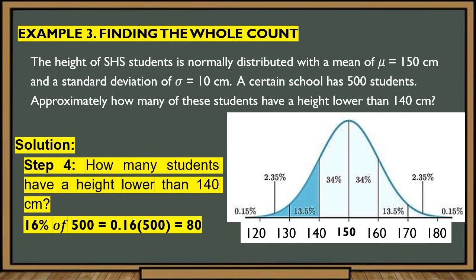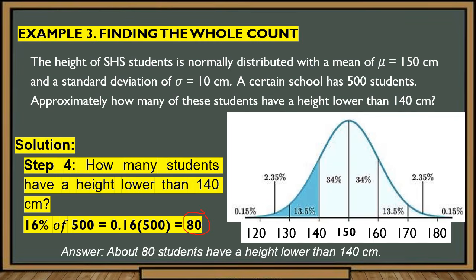Just apply your knowledge in getting percentage of whole numbers. So, 16% of 500 is simply 16 hundredths times 500. So, 0.16 times 500 is equal to 80. So, ibig sabihin, merong kabuuang 80 estudyante, 80 students na may height na lower than 140 centimeters. So, about 80 students have a height lower than 140 centimeters. So, again, this is very useful in determining the number of students in a certain distribution.